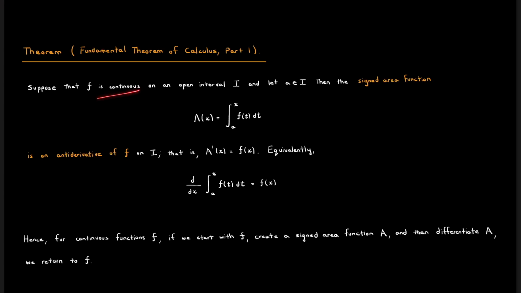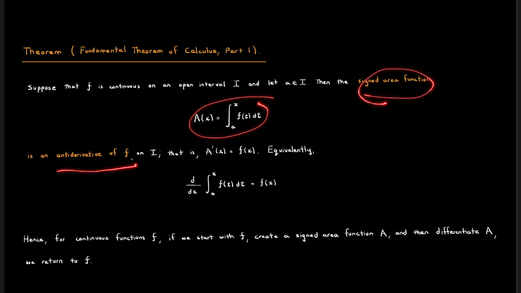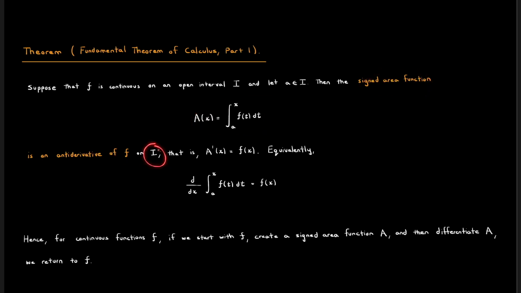So let's suppose that you have a continuous function, lowercase f, on an open interval, and let a be a point in that interval. Then let's define the signed area function, let's call it A of x, as the integral from that fixed lower limit a to that variable upper limit x of f of t dt. This is the signed area so far from a to x. And so this theorem is asserting that the signed area function, defined in this manner, will always be an antiderivative of the original function on this interval.